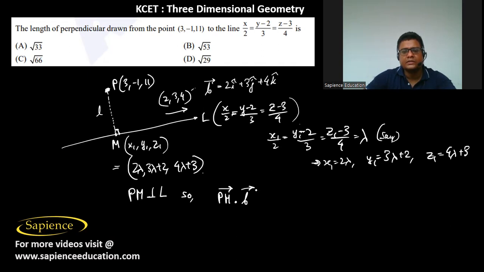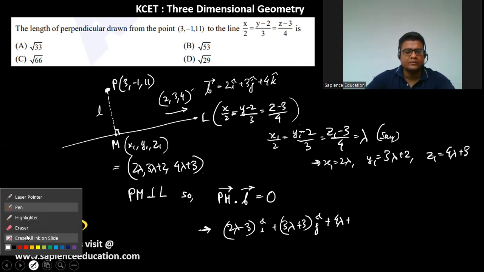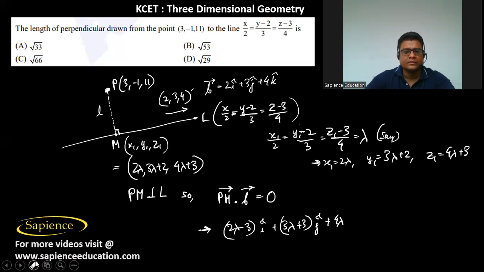So PM dot B should be equal to 0. Therefore PM will be equal to 2 lambda minus 3 I cap plus 3 lambda plus 2 minus of minus 1, that is 3 lambda plus 3 j cap plus 4 lambda plus 3 minus 11, that is 4 lambda minus 8 k cap.